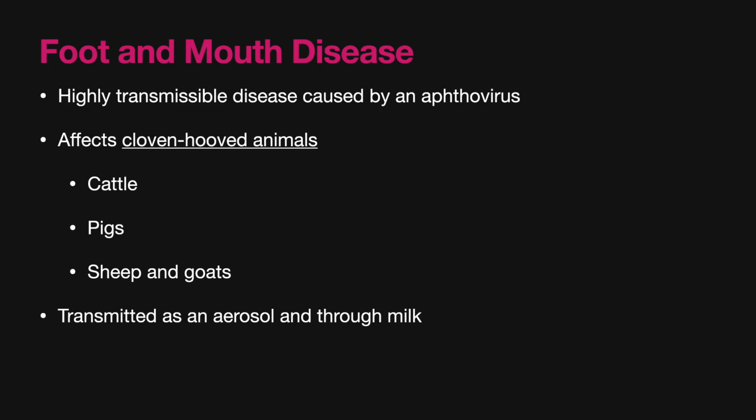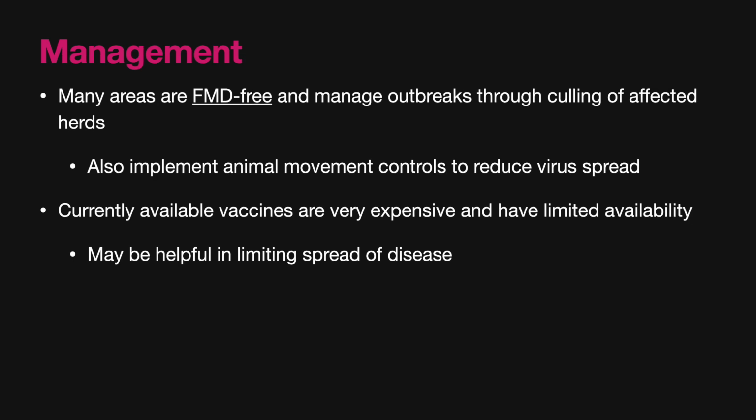This is a highly transmissible disease that is caused by an aphthovirus. It affects cloven-hooved animals. Often we think of cattle, pigs, sheep, and goats as affected by this disease. It is transmitted through aerosol particles as well as through the milk. Many areas are foot and mouth disease free, and they manage their outbreaks through culling of affected herds. They will also implement animal movement controls to help reduce the virus's spread.